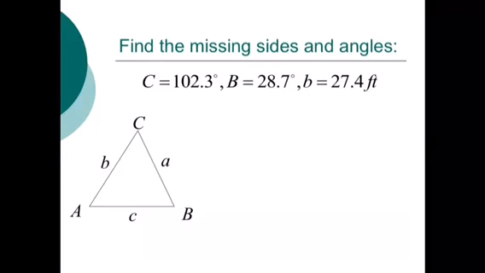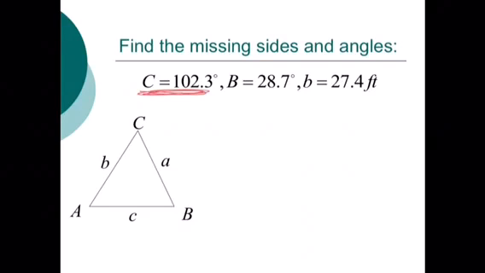Alright, so now it's time for the fun stuff. We are going to actually be solving for the missing information of the triangle. The first thing I want to point out is that all of my triangles are not drawn to scale. In this case, you can see that I have an acute triangle, but we obviously have an obtuse angle. So again, my triangles are not drawn to scale.